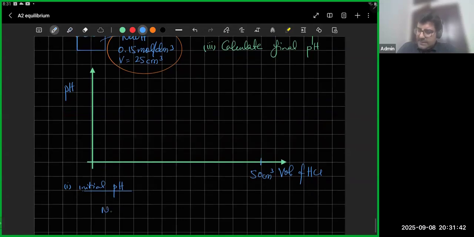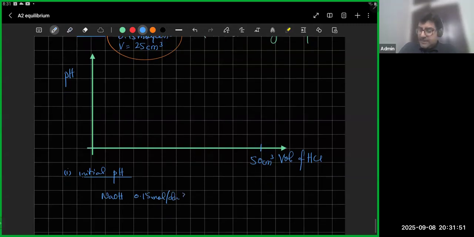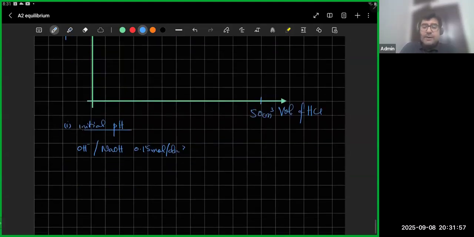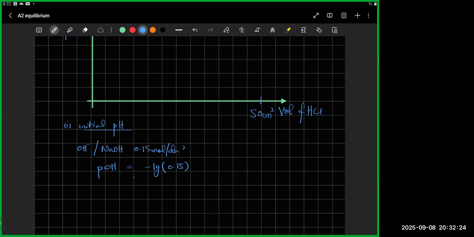Well, your flask has NaOH and its concentration is 0.15 mole per dm cube. And since NaOH is a strong base, that also means that OH ions will have exactly the same concentration, because it's going to fully dissociate. So that's pretty easy. What I can do is calculate pOH. I can take the negative log of the OH ion concentration. What do we get for negative log of 0.15? 0.82.